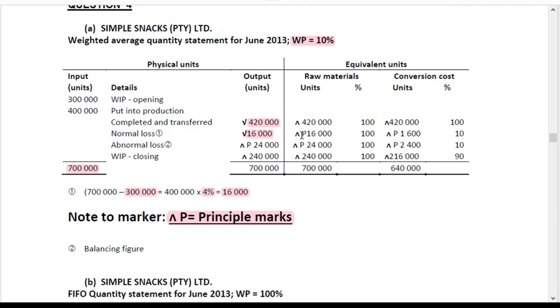You get a mark for 100% raw material, and also for showcasing 10% as to where the wastage point was. You get principal marks for that. You get a full mark for getting the number right, but then the others, you get principal marks for it.